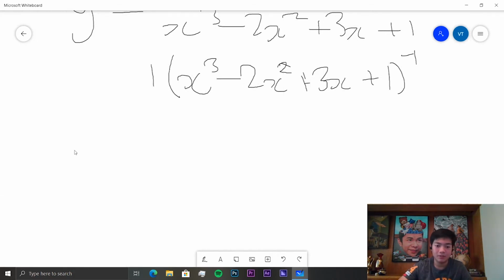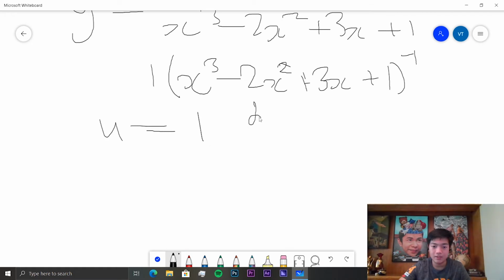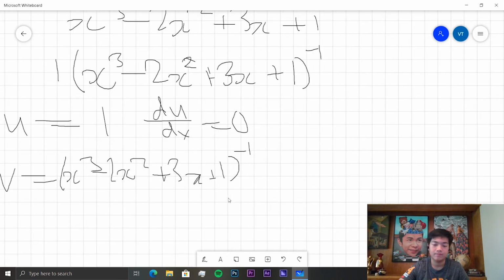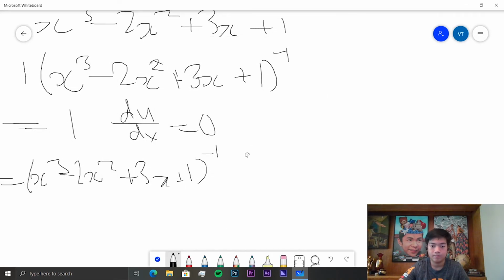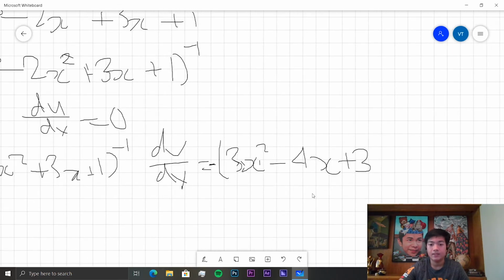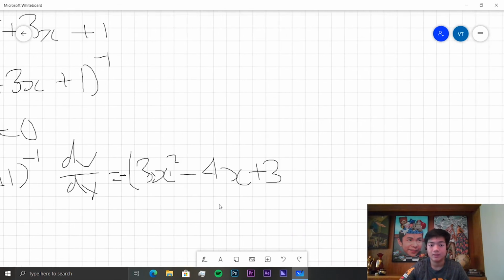So this would be equal to, say, u is equal to 1, du over dx is equal to 0, and then v is equal to x cubed minus 2x squared plus 3x plus 1 to the minus 1, and then dv over dx is equal to negative 3x squared minus 4x plus 3 times all of that again.